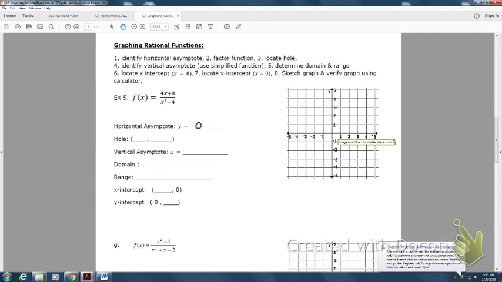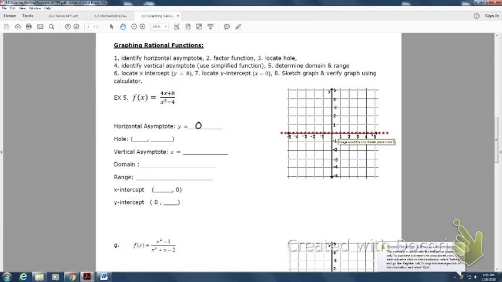And guys, what I would do is right whenever I identify something, I'm going to come over to the graph and I'm going to graph it. Which that line isn't very good there. There we go. Okay, so there's my horizontal asymptote at y equals 0.